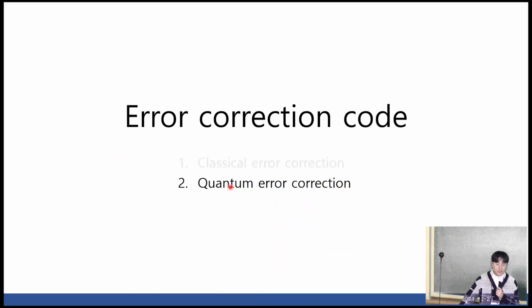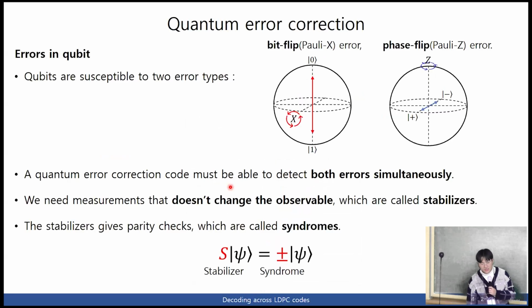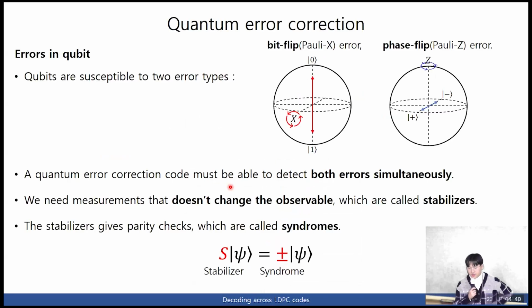So that was the classical error correction, but things get a little bit complicated when it goes to quantum. Because our qubit has two types of errors, bit flip errors and phase flip errors, the error correction code must be able to detect both errors simultaneously. We need measurements that don't change the observable, which we call the stabilizers. The stabilizers give parity checks, which are called syndromes, where you can see here, the stabilizer is projected on the states, the state is preserved, and we get a syndrome, which is plus or minus.